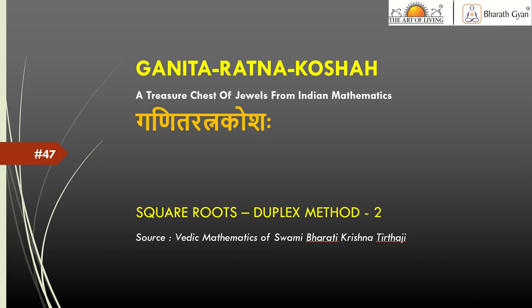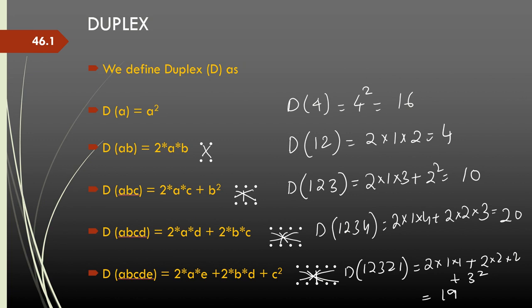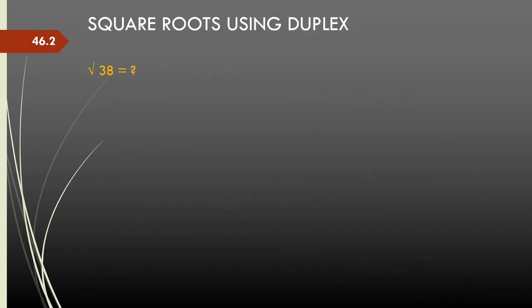In the last video, we saw how to calculate square roots of perfect squares using the duplex, in a process similar to the flag division method. In this video, we will see how we can extend the process for any number, not just perfect squares, even square roots of decimals. We need to remember, as I said in the last video, the definition of duplex to be able to use this method.